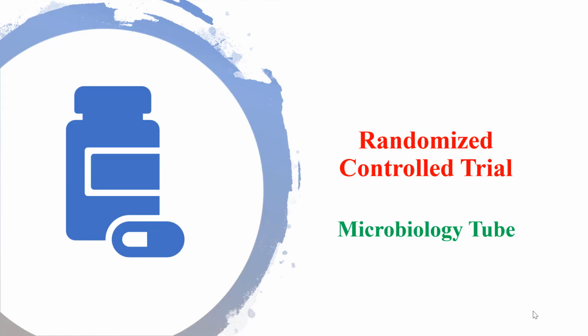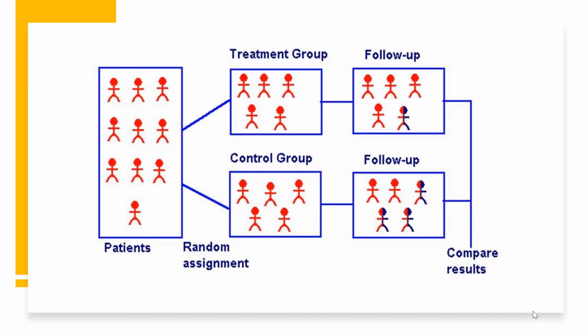So today we'll be talking about the randomized control trial. The randomized control trial is a study design which is usually used to check whether any kind of drug or vaccination is useful for the treatment of a disease. Here we have to know about the word randomized, which means random. It is called randomization because the sample population is randomly assigned to the treatment group and the control group. So this is called the randomized control trial.